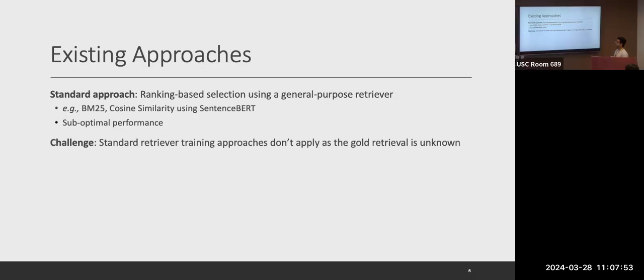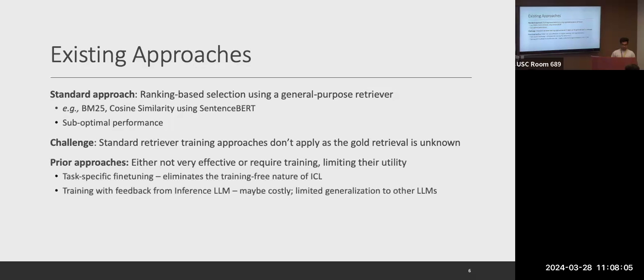So the challenge is that you could try to train a model for retrieval of such examples, but the challenge is you do not have gold retrieval labels. You do not know what is a good example for a given test input. So recent approaches have tried to circumvent this issue by some sort of training.